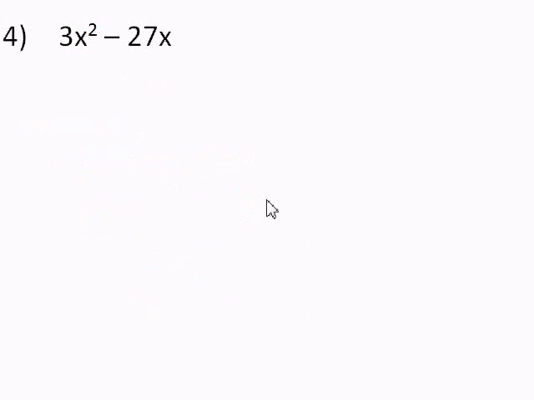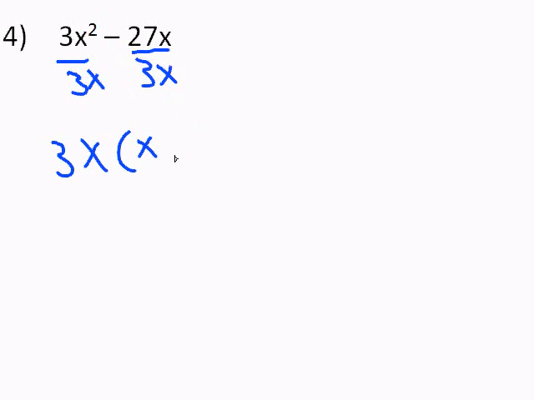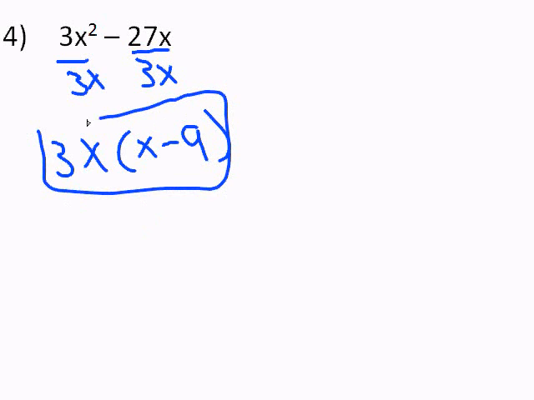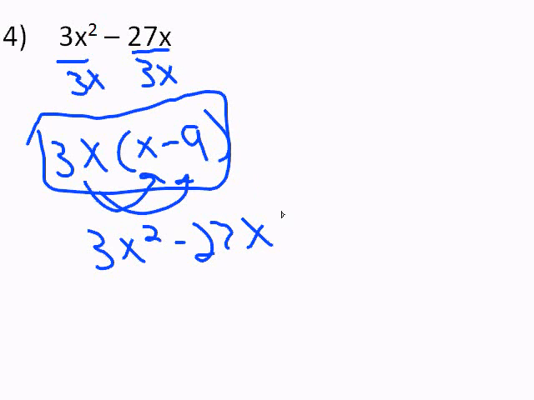For this example again, you notice you only have two terms, which makes it a lot easier. Both of our terms in this case are divisible by 3. And also x squared and x, they're both divisible by x. So we get 3x. And 3x squared over 3x is just x, minus 27 over 3 is 9, and the x over x cancels out. We can check our answer by distributing the 3x, giving us 3x squared minus 27x, which is our original expression, so the answer checks out.